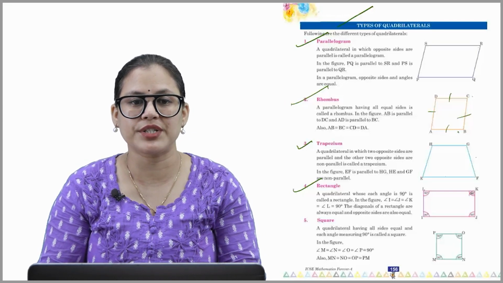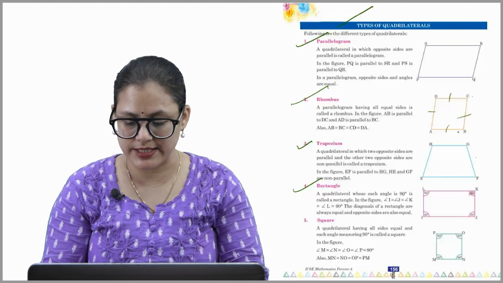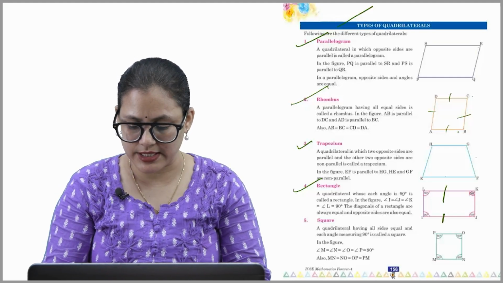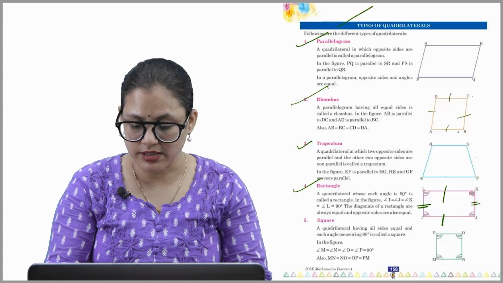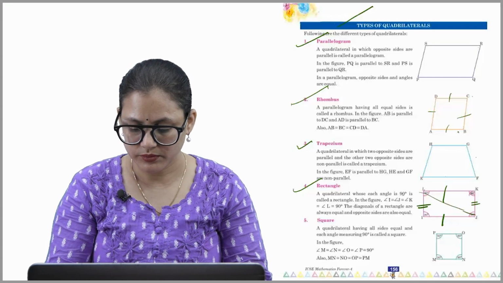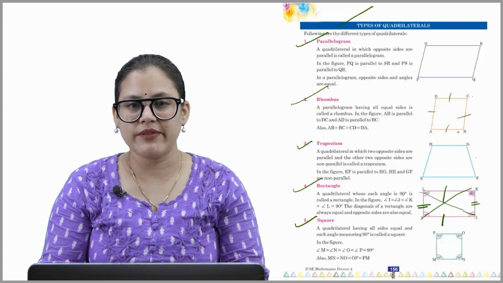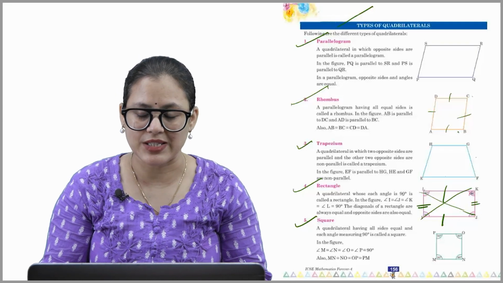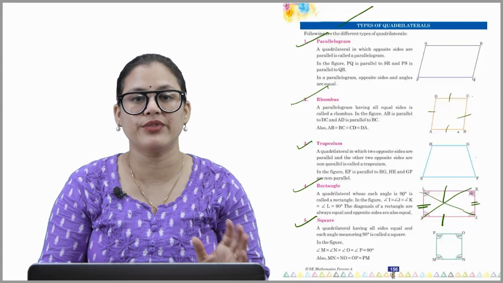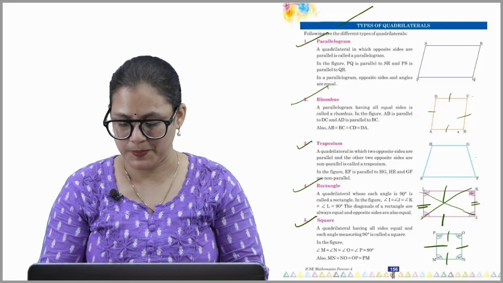The diagonals of a rectangle are always equal and opposite sides are also equal. This side is equal to this side and this side is equal to this side, and also the diagonals are equal. Number 5, square. A quadrilateral having all sides equal and each angle measuring 90 degrees is called a square. In a square also, all the 4 angles are of 90 degrees and all 4 sides are equal.